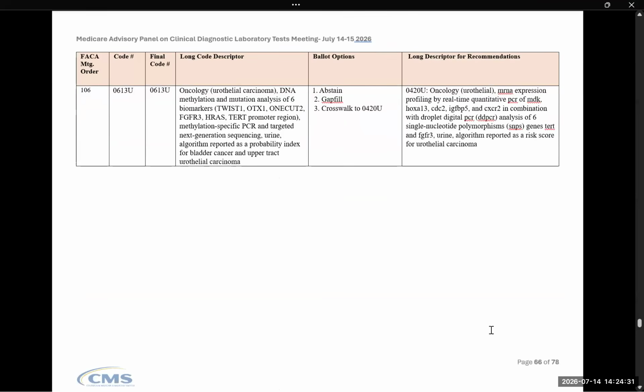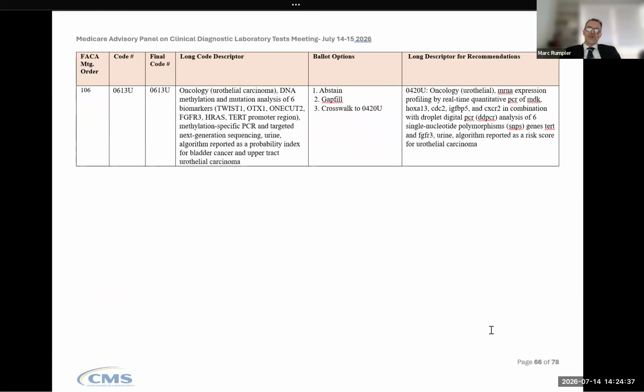Next code up is 0613U. And Mark, we will continue on with you. Yes, 0613U is a urine-based test for DNA methylation and mutation status. It occurs across 6 biomarkers to generate a probability index for bladder cancer and urothelial carcinoma. The panel recommendation is a crosswalk to CPT 0420U because both tests serve the same clinical population with overlapping biomarkers.